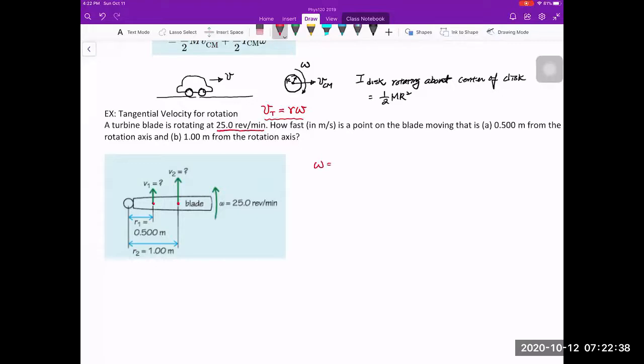The omega is 25 rounds or revolutions per minute. We want to change this one to radians per second. So if you want to use the SI unit system, you have to change to radians per second. I know one round or one revolution is 2 pi radians. I also know that 1 minute is equal to 60 seconds. So if you multiply all these together, you're going to get the result of this, which is, let me see.